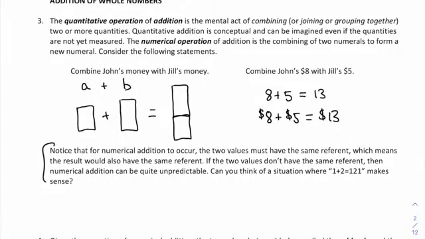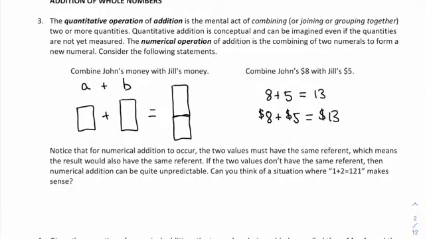Let's look at this one here. Notice that for numerical addition to occur, in other words, in order for me to get 13 here, the 2 values must have the same referent, which means the result would also have the same referent. This is what was happening when I put dollars on each of the 8 and 5, and then the result was also in dollars. All right, if I said, what's $8 plus 5 apples, you would not be tempted to say 13 of something unless you abstracted and said 8 things plus 5 things, then you could say equals 13 things, even if all those things aren't the same thing.